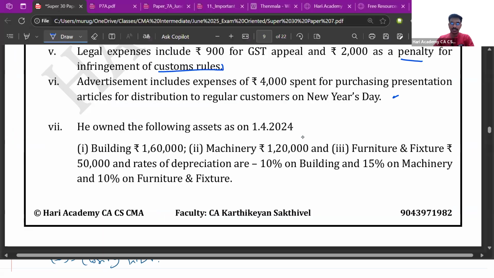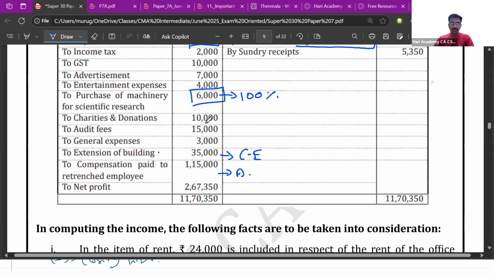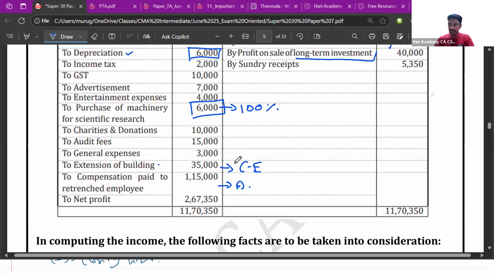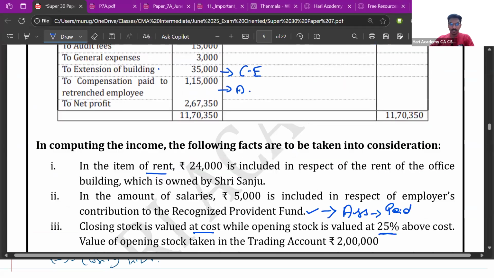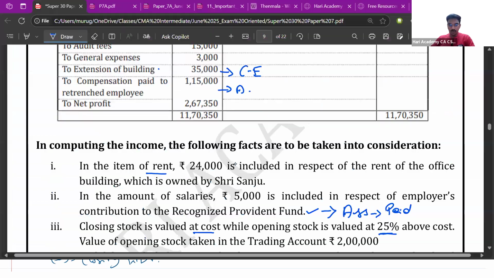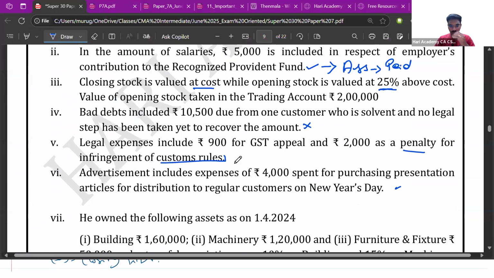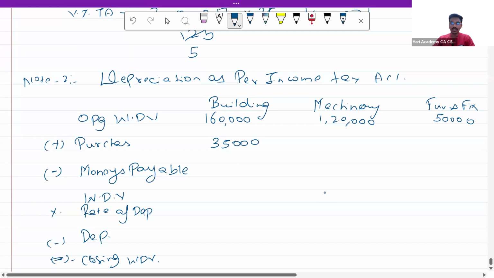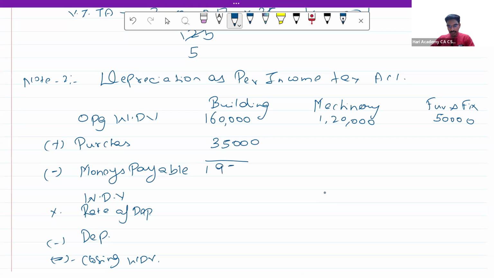So as far as purchases are concerned, we have already seen here that extension of building is there. This is an addition which has to be made. So purchases 35,000 for building. There is no other purchase. Okay. So the revised WDV is going to be 1,95,000, 1,20,000, then 50,000.